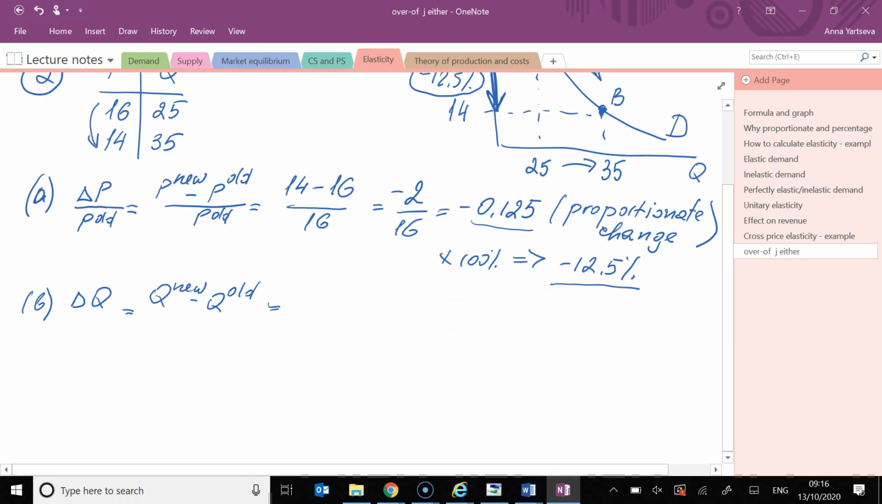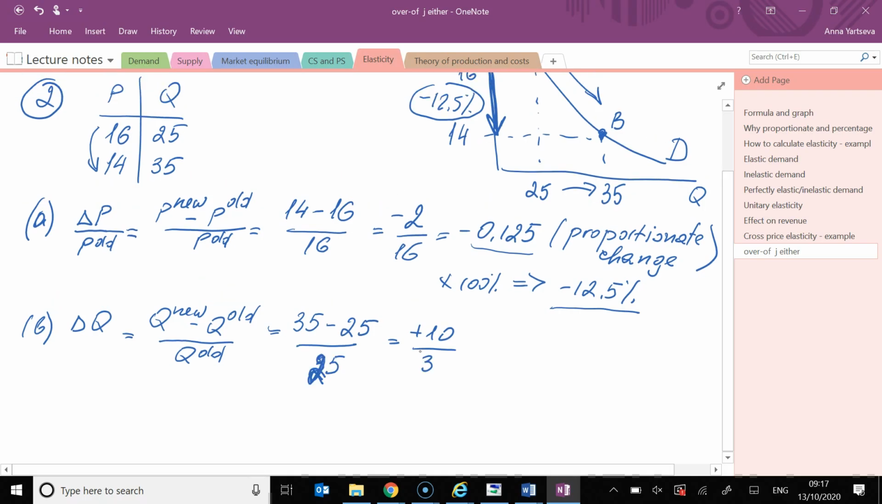Just remember this. So for quantity, the new quantity is 35. Now it's 35, but it used to be 25. So an absolute change will be plus 10. This is an absolute change. Quantity increases by 10 units. But we are asked to calculate proportionate changes. And to do this, we'll need to relate our change to the original amount. Original quantity was 25. New quantity is 35. Original, old quantity was 25. So we divide by 25.